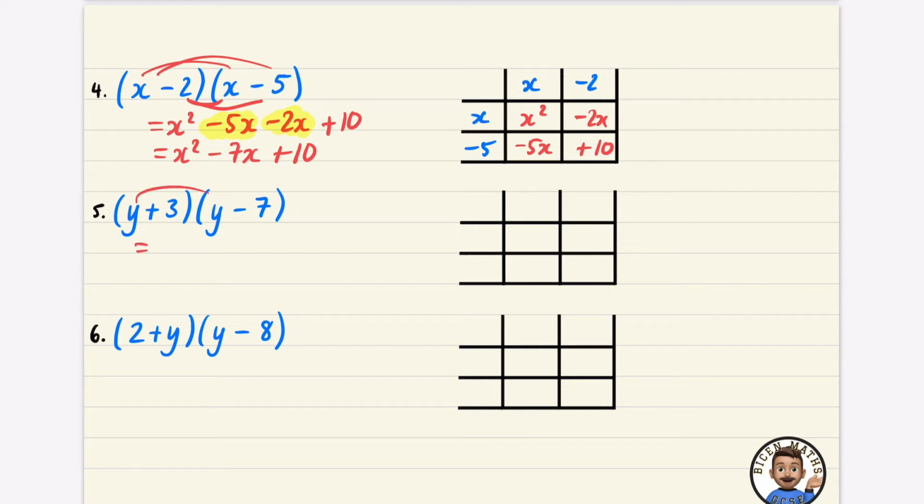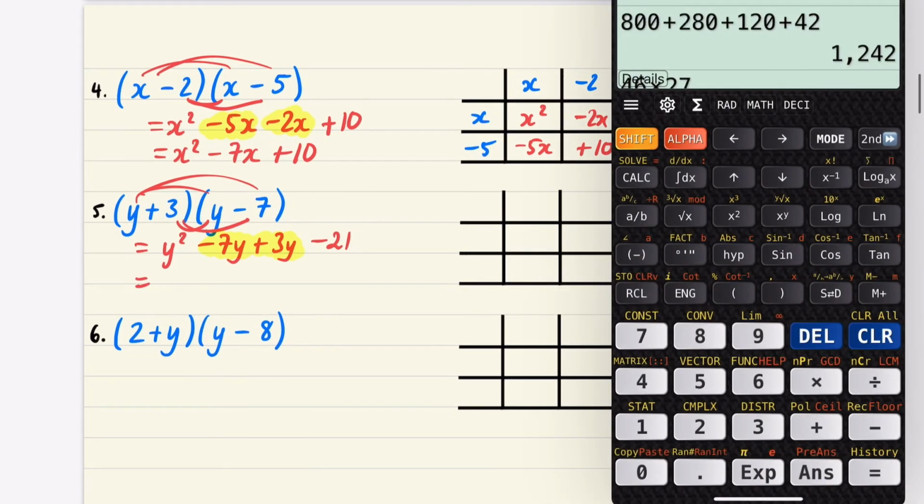Okay, so we got y times y, that's y squared. Y times minus 7, that's minus 7y. 3 times y is positive 3y, and 3 times minus 7 is minus 21. These two are going to simplify, so that's minus 7 plus 3. That's minus 4. You can always check this on a calculator if you want to. Minus 7 plus 3 is minus 4.